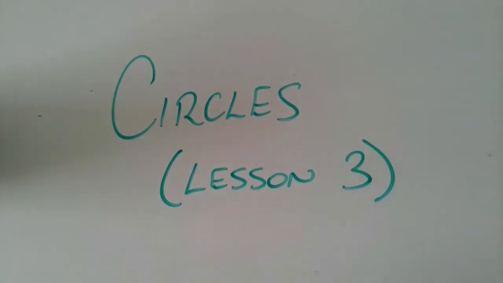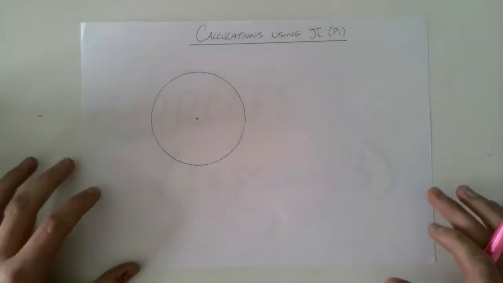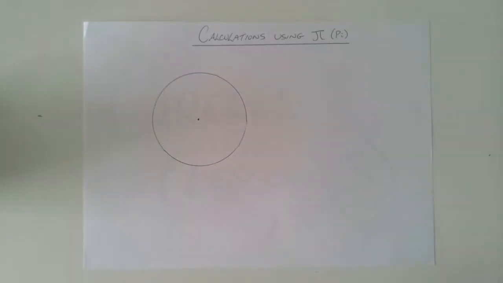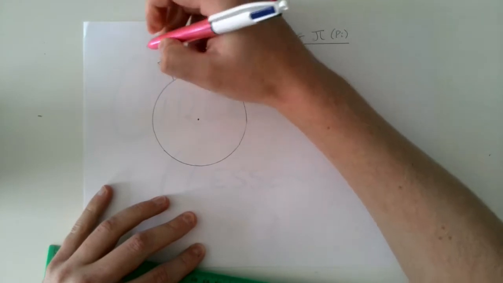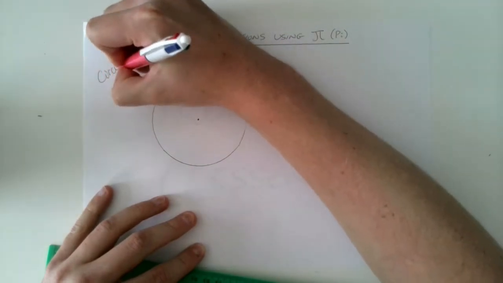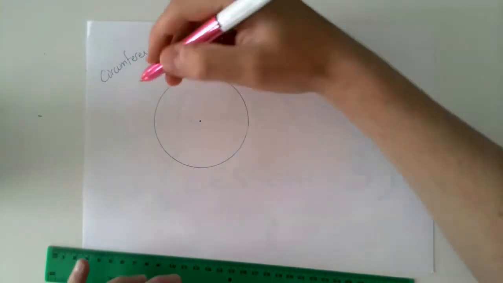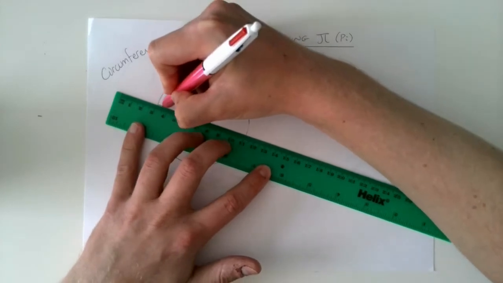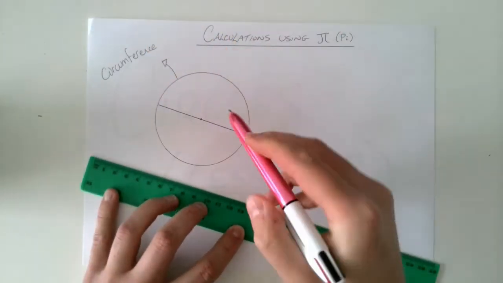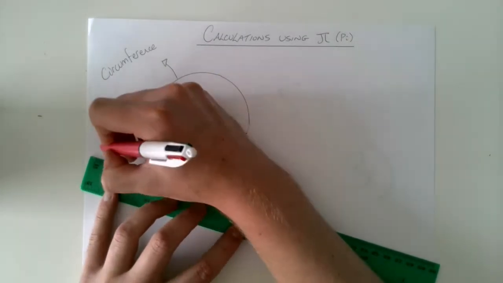Now, before we get on to completing calculations, I just want to remind ourselves of the two parts of a circle that we know about already. We know about the outside, or the perimeter, being the circumference, and we know that the straight line that goes from one part of the circumference to the other through the center point, which is really important, is the diameter.